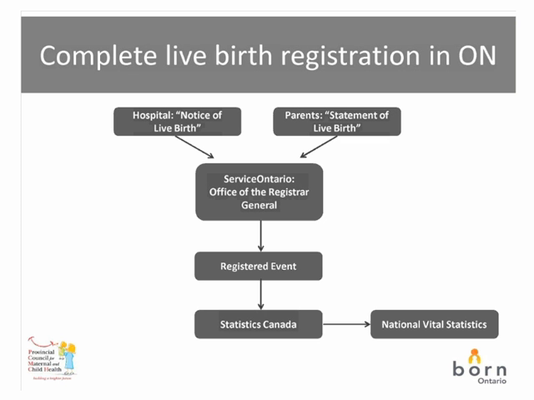So this diagram shows the flow of information required to complete a live birth registration in Ontario. As mentioned, the notice of live birth, shown in the upper left-hand corner, must be received from the primary care provider or hospital, and the statement of live birth, shown on the upper right, must be received from the parents. Once the Office of the Registrar General within Service Ontario receives these 2 notices, the event is officially registered and the information is compiled into an annual provincial live birth file. This file is then transferred to Statistics Canada for addition to the National Vital Statistics files, including the linked file. Next slide, please.